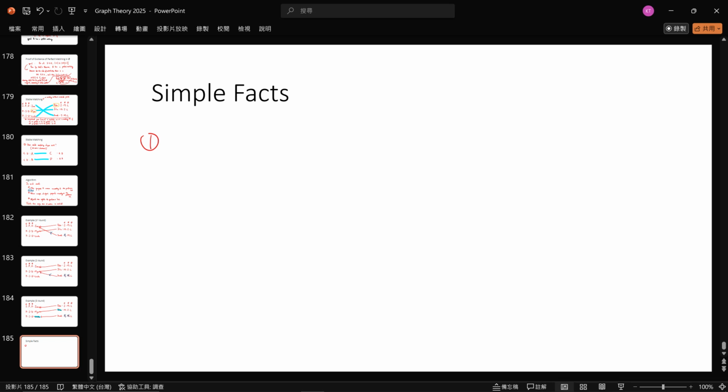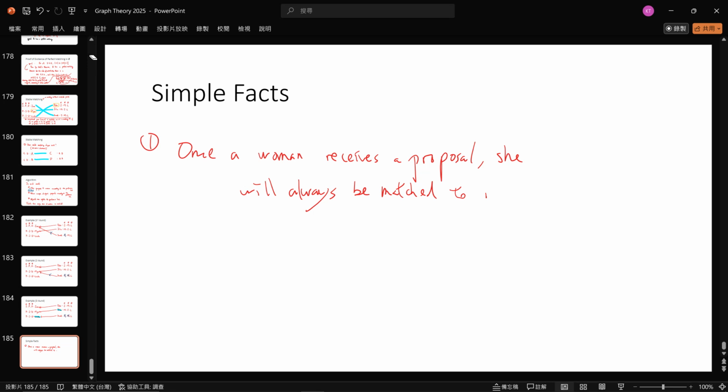So fact number 1. Okay, so the first fact is that once a woman receives a proposal from some man, then we know that in the following execution of the algorithm, she will always be matched to some man. Do you agree?